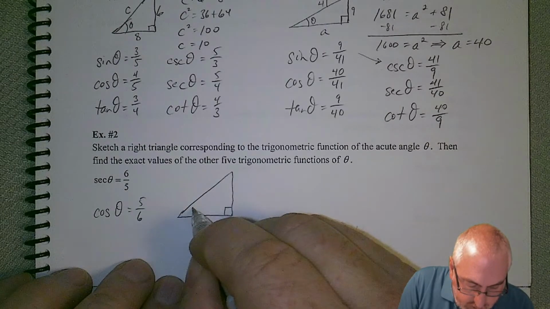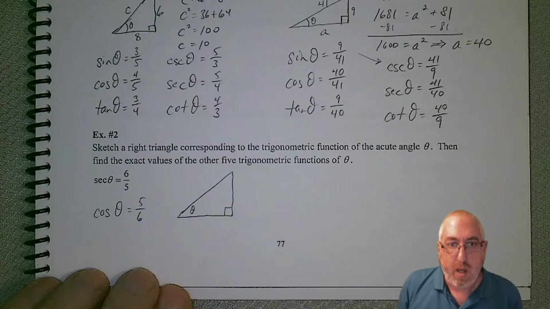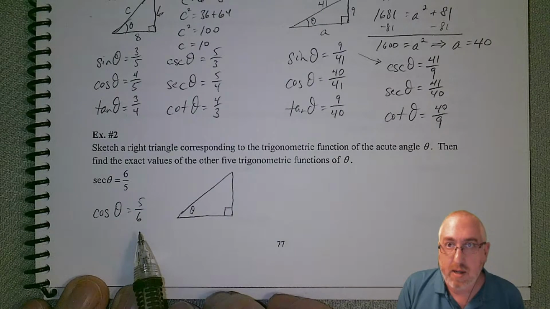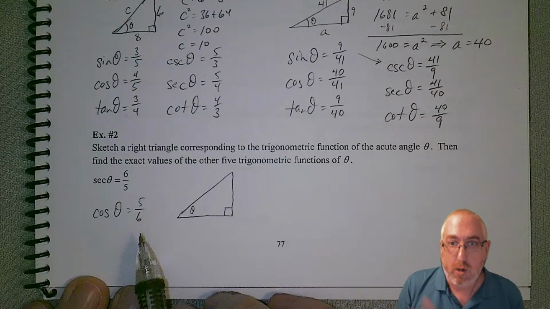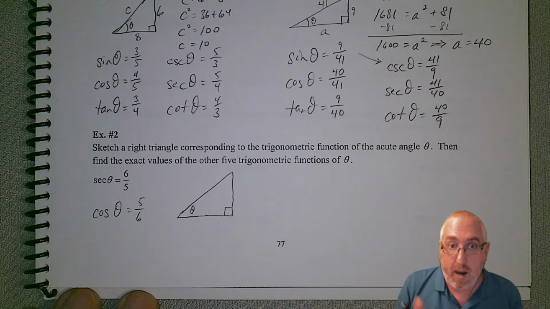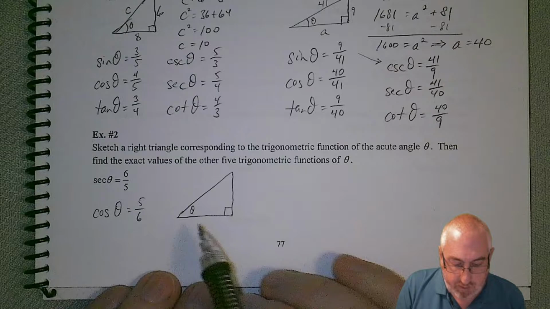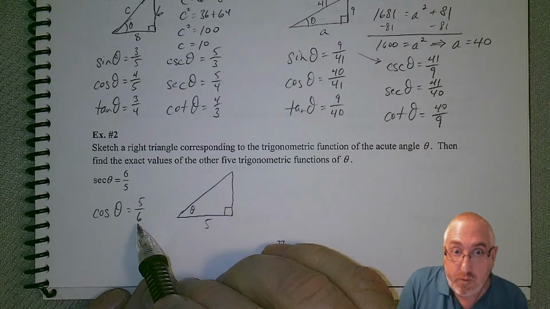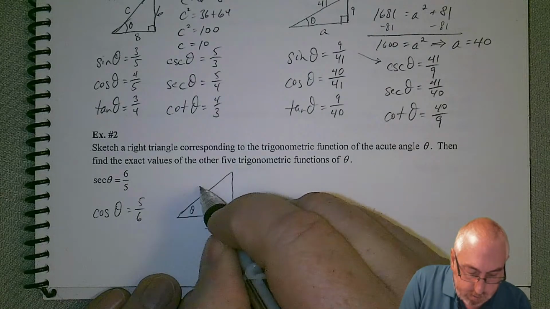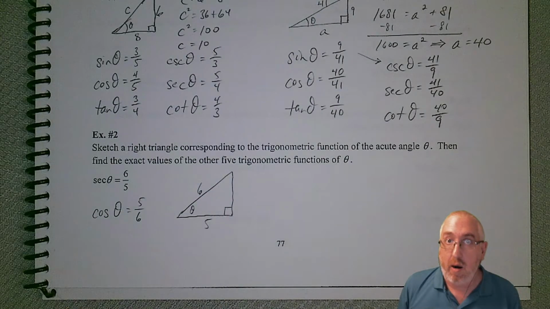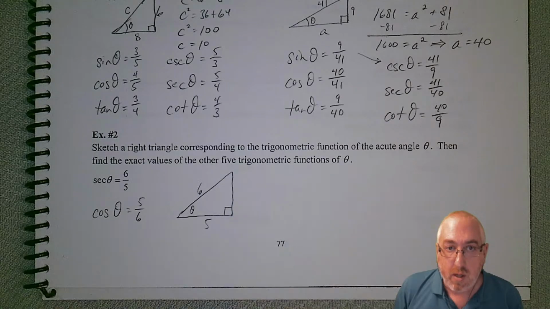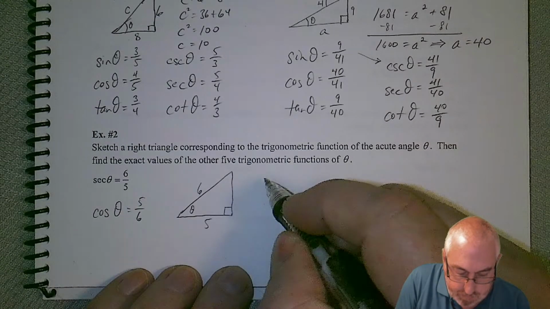As long as we have an understanding of what we think it should look like, that's the more important thing. So if we call this angle theta, what do we know based off of this 5/6? So remember, cosine is adjacent over hypotenuse. So the adjacent side to our angle theta should be 5, and the hypotenuse should be 6. So there's the heart of our problem. And so now to find the rest of those trig functions, we're going to need this third side. So let's figure that out.